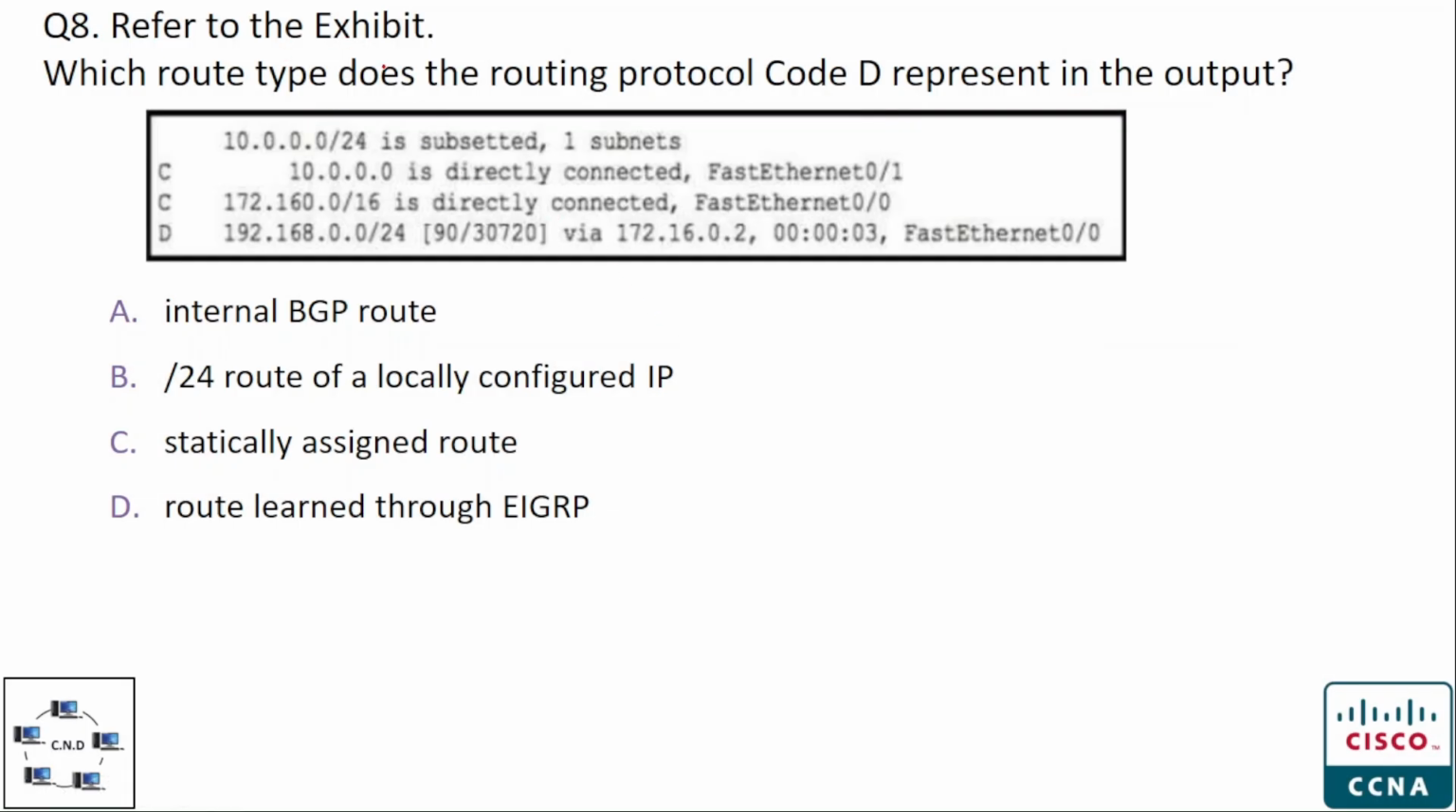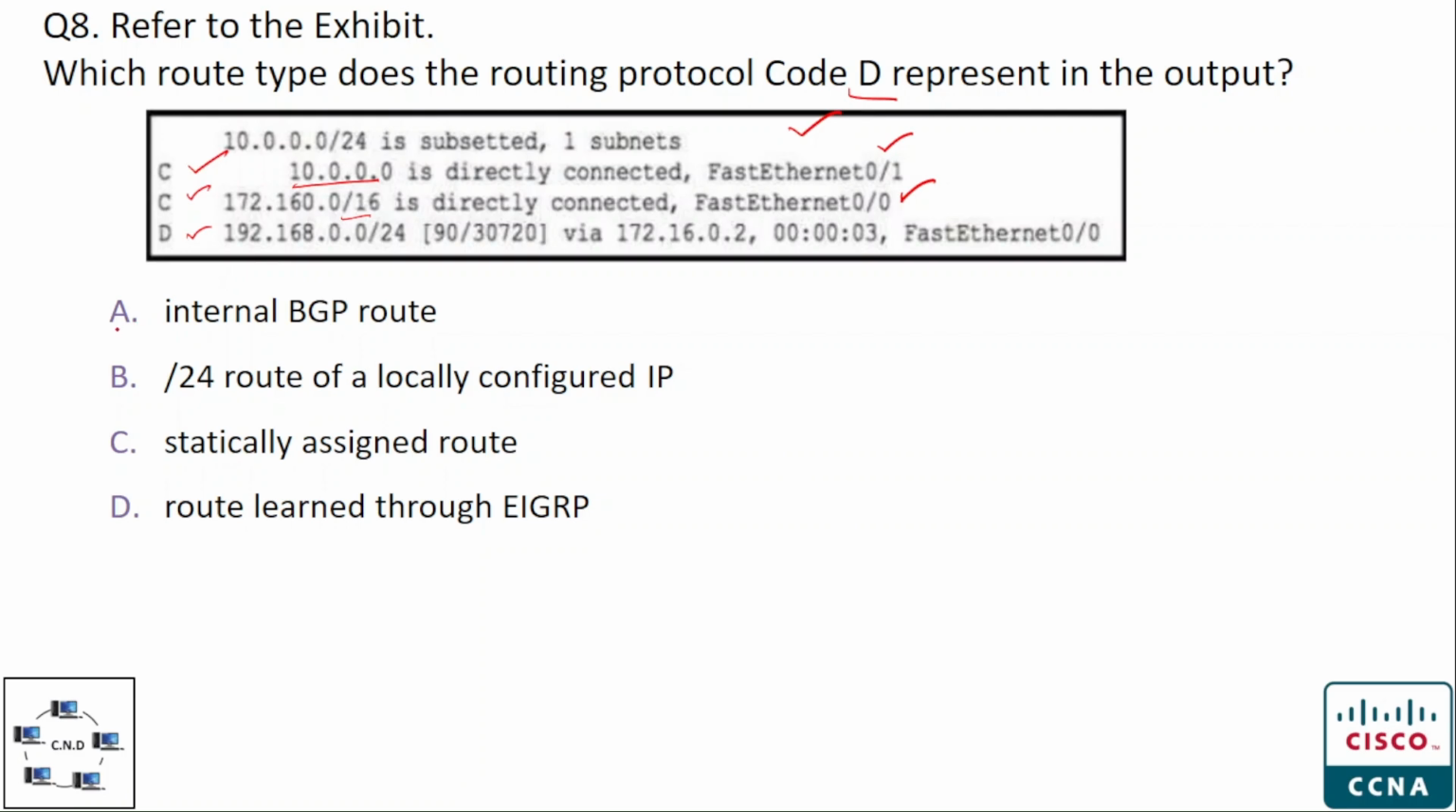Question number 8, refer to the exhibit. This is the exhibit. Which route type does the routing protocol code D represent in the output? So these are basically the routing entries. C and D. One is this. The C is basically for directly connected. This means that this network is configured directly on this interface, and the second, this network is configured on this FastEthernet 0/0. So what does the D stand for?